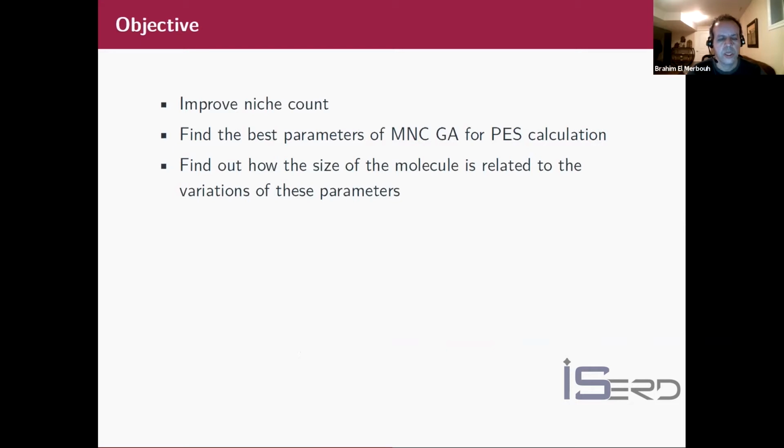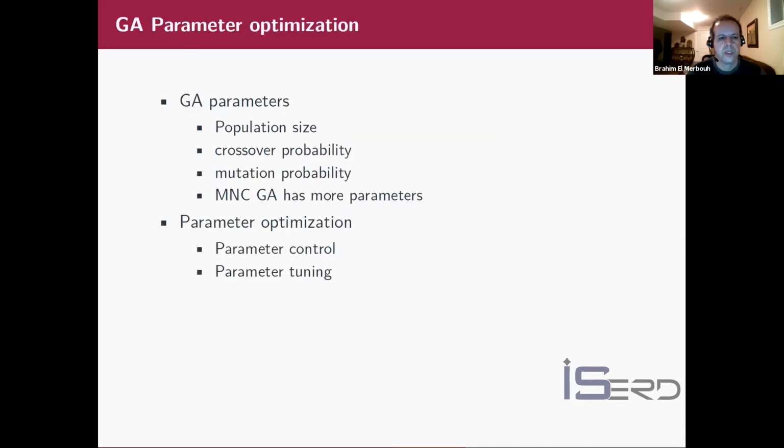And also, we wanted to find out how the size of the molecules is related to the variations of these parameters. So let's talk a little bit about parameter optimization. Genetic algorithms, in general, have some parameters that need to be set up to make them work, like population size, crossover probability, and mutation probability. The multi-niche crowding genetic algorithm has more parameters. We're going to see them later in this presentation.